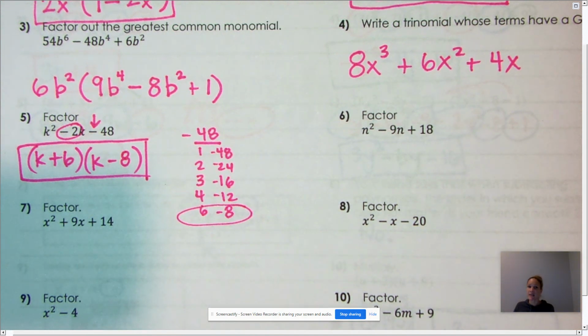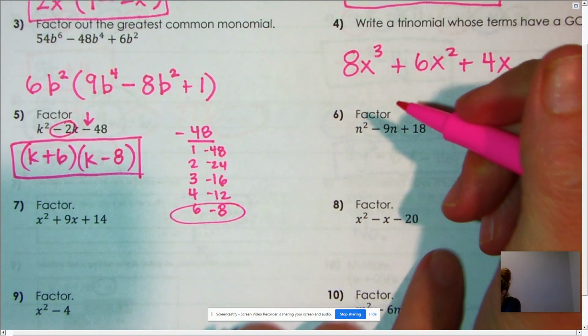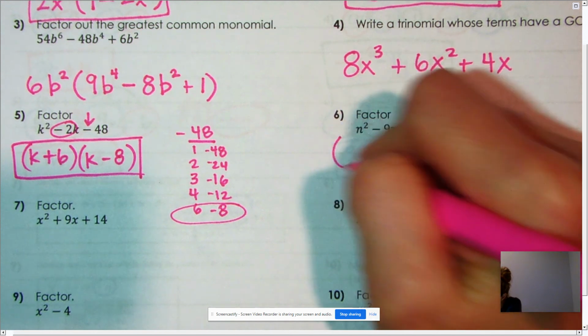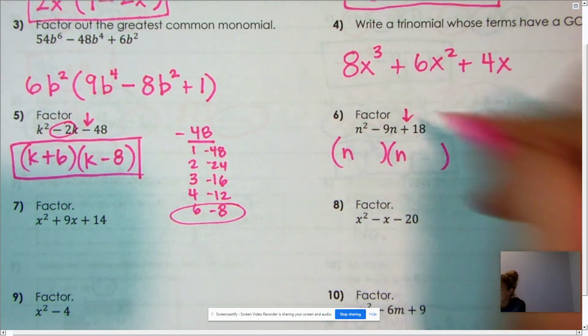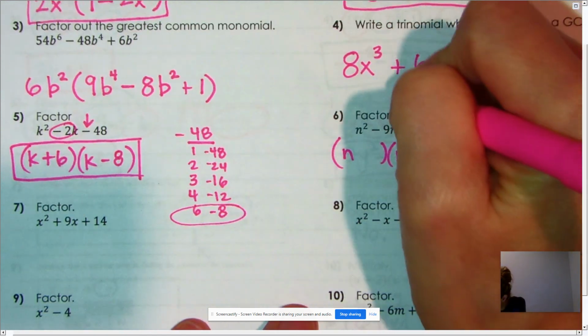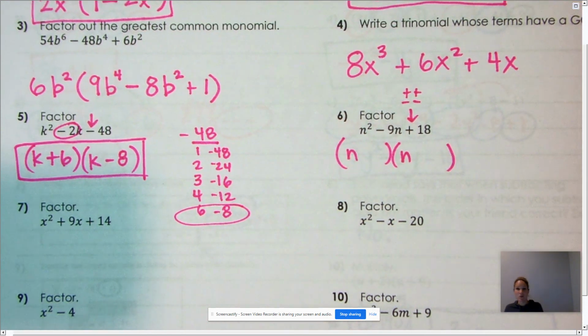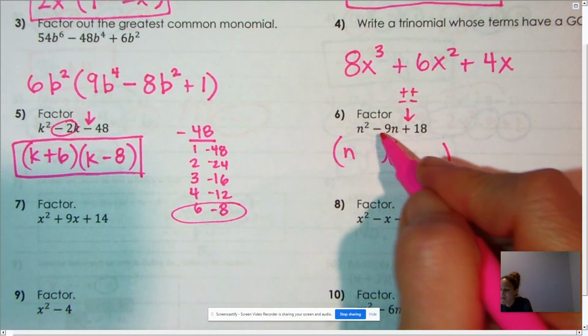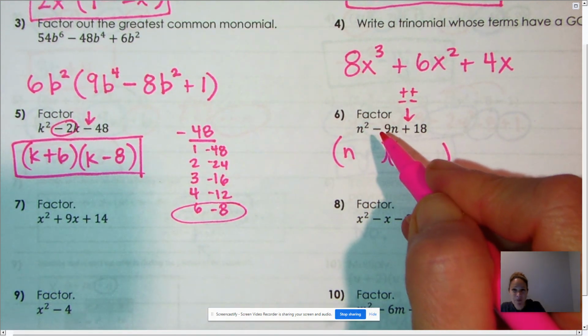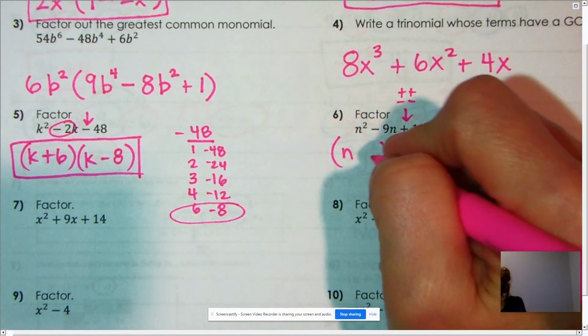Okay, question number 6. We're going to go ahead and set this one up the same way. I have my x in each one. This tells me the signs have to be the same. So I either have to have a plus plus or a minus minus in order to multiply to get a positive at the end. But if I have to add up to make a negative 9, there aren't any positive numbers that are going to add up to make negative 9. So I know they both have to be minuses.